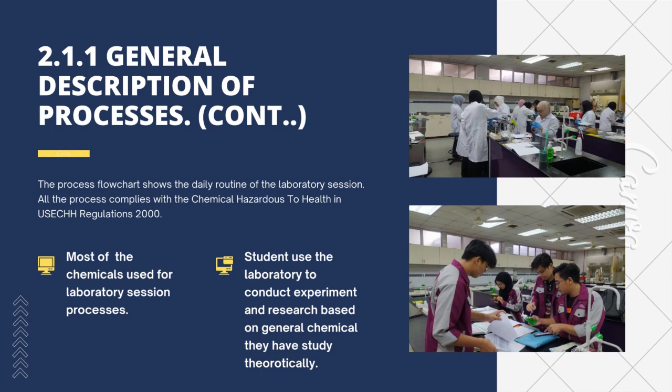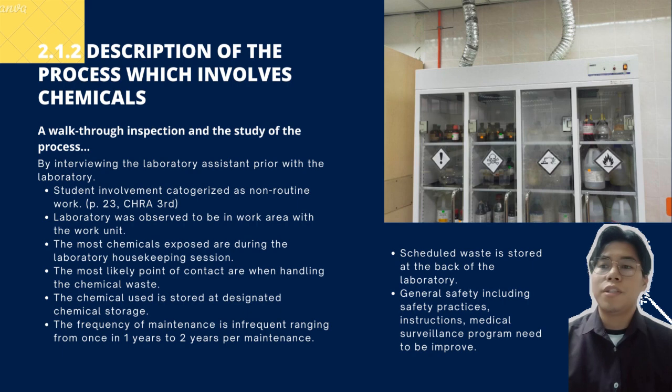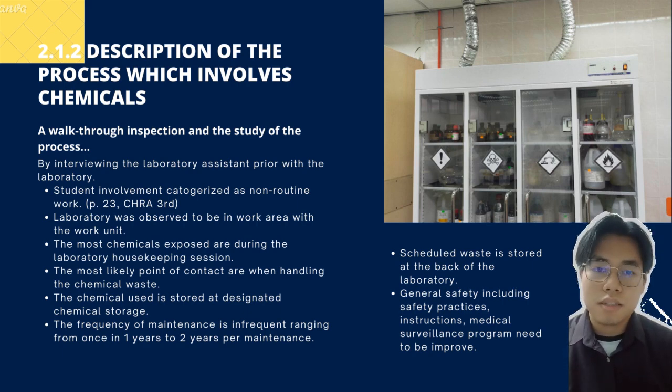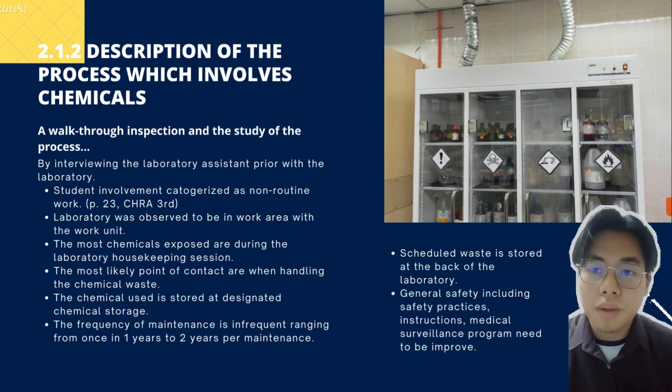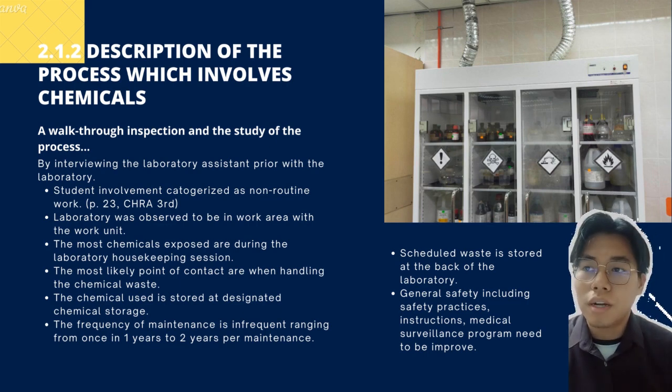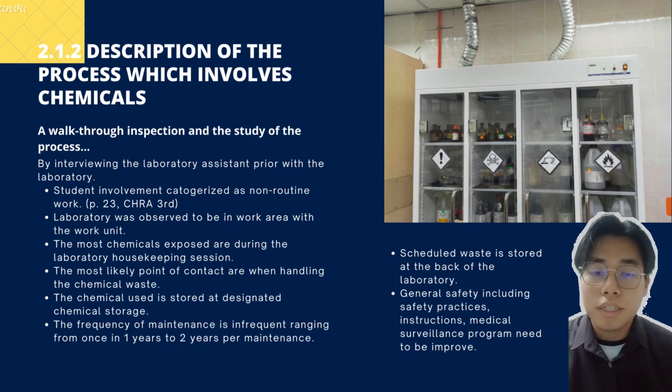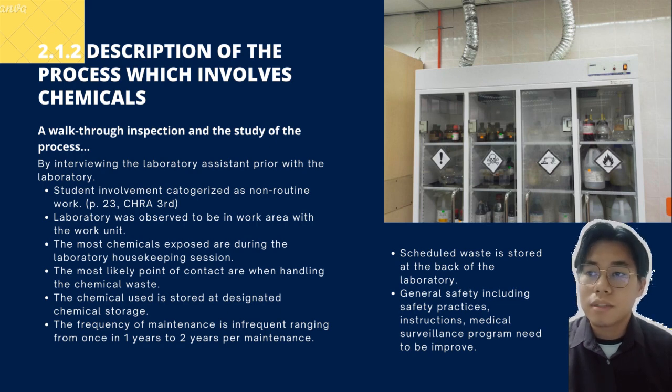So we have done the part on the general description of the processes. Next, we will go through the second major topic for the description, which is the process and work unit description. Alright, so we will go through 2.1.2, which is the description of the process which involves chemicals.